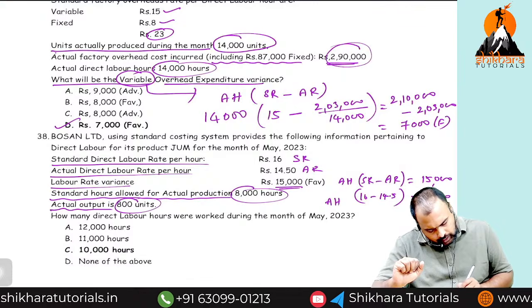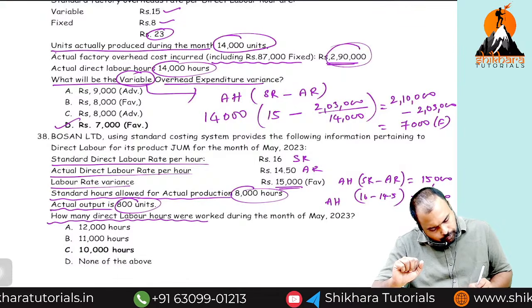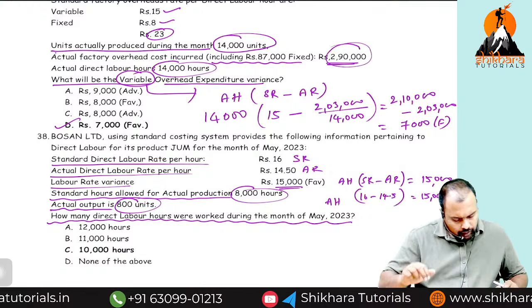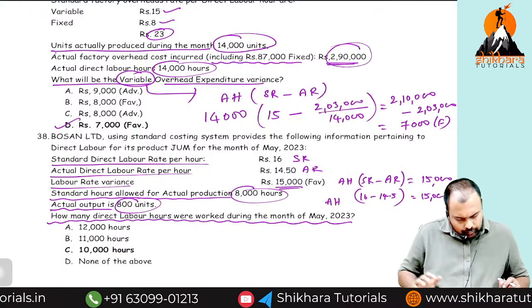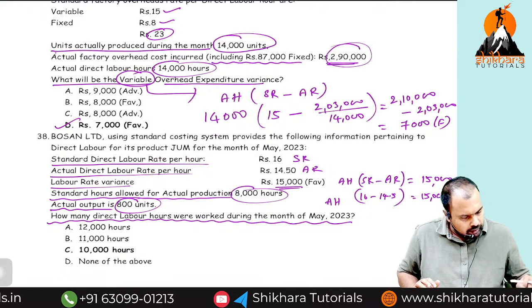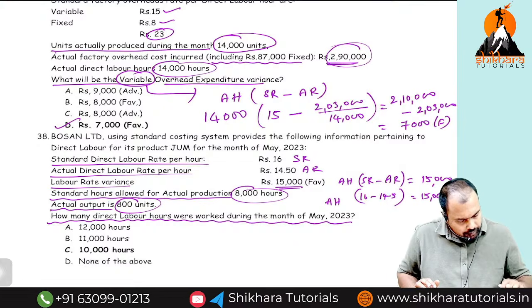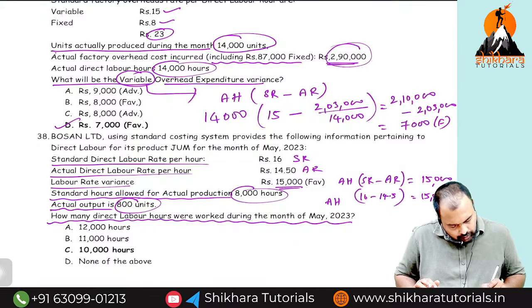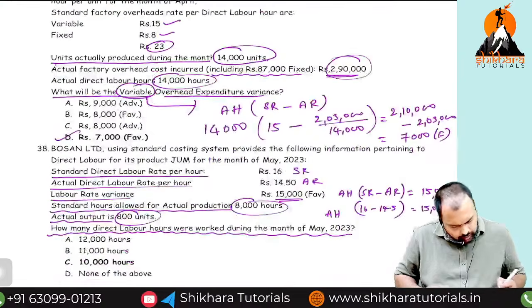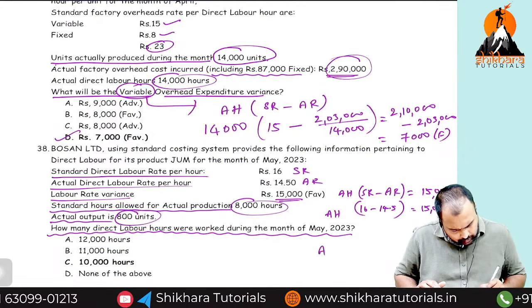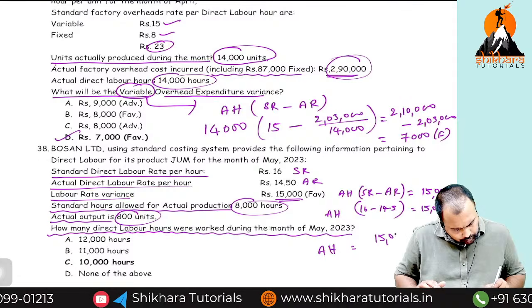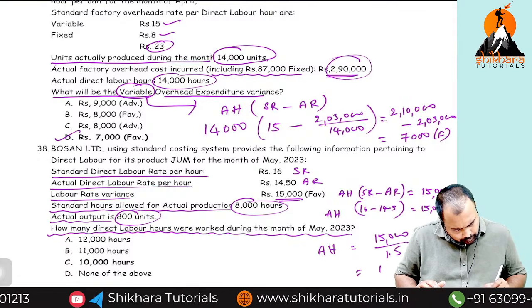Actual output is 800 hours. How many direct labor hours were worked during the month of May 2023? So that's 15,000 divided by 1.5, which is again 10,000. We already did the same question earlier. So AH is equal to 15,000 divided by 1.5, which is 10,000.